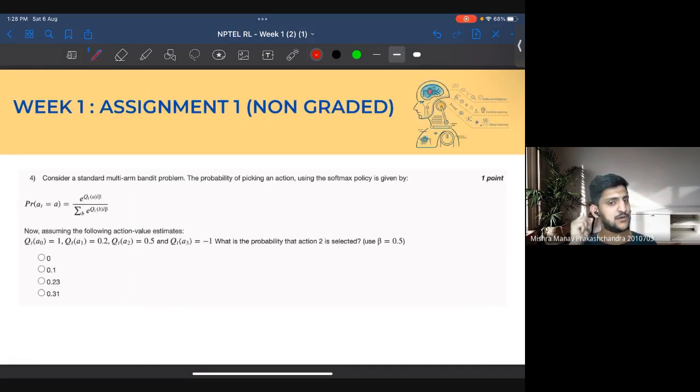Next, option four. It's a standard mathematical problem. Consider a standard multi-armed bandit problem. The probability of picking an action using the softmax policy is given. You have the formula for the softmax policy. Now, assuming the following action value estimates, all you need to do is take all the possible Q values. So it's a number crunching game. Maybe I can do that for you.